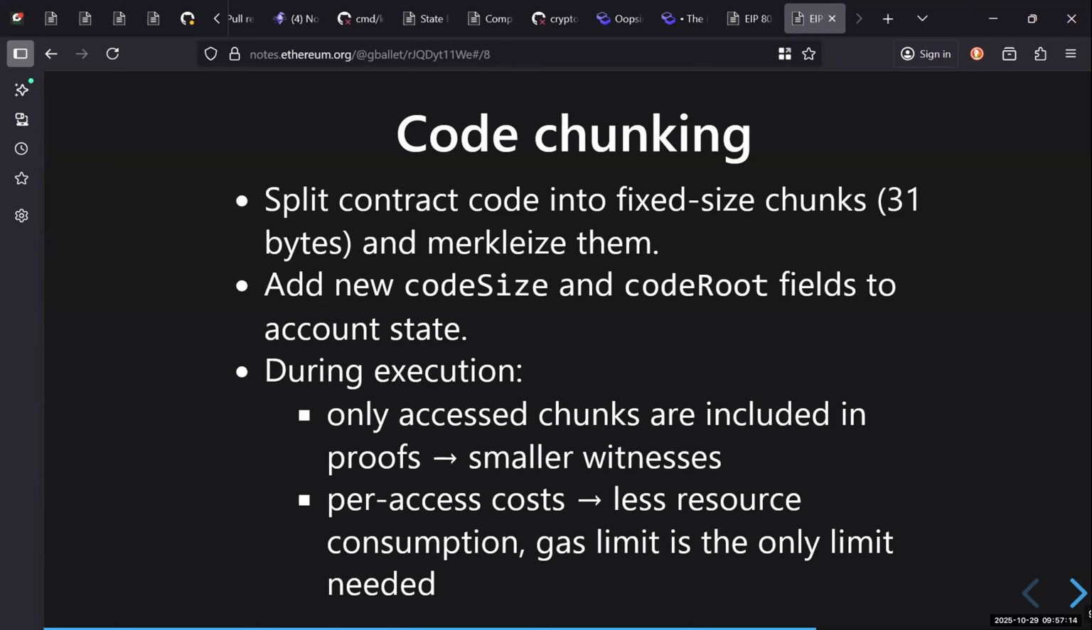So what it does, it adds two new fields: the code size itself, so that you can perform the EXTCODESIZE operation without loading the code. And it adds a code root that contains every chunk inside a Merkle tree so that you can commit to this. And then, like I said, you only load code chunks that you need, and you pay for only the accesses you make. So it's more granular, it's better in terms of resource usage, in terms of witness size, and also in terms of price, because once again, you only pay for what you use.